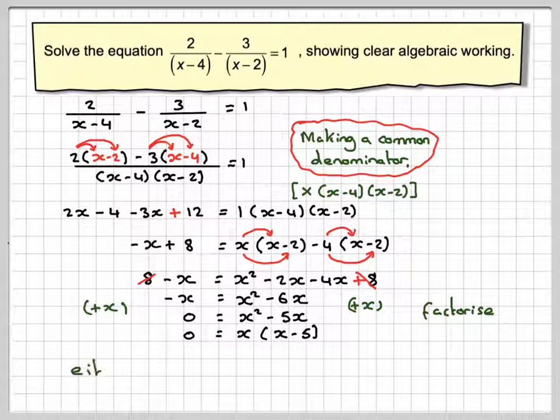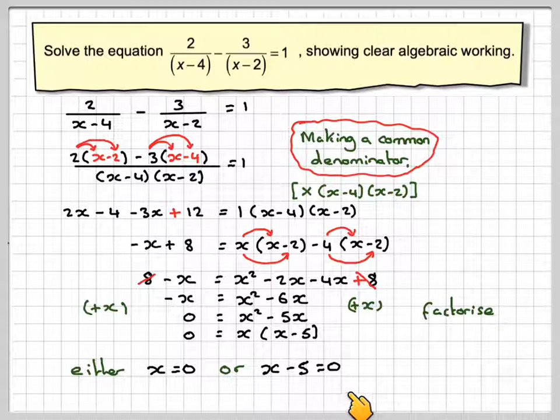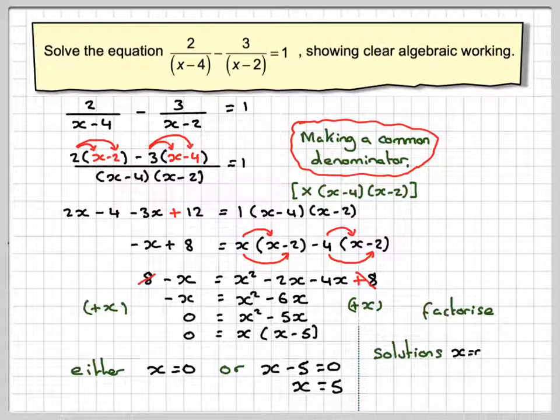And then we can say either x is equal to 0, or x minus 5 is equal to 0, which gives you that x is equal to 5. So we have the solutions, x is equal to 0 or x is equal to 5.